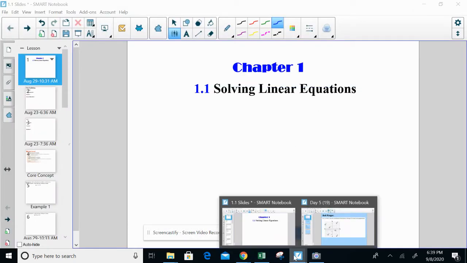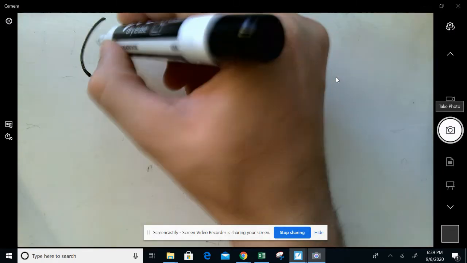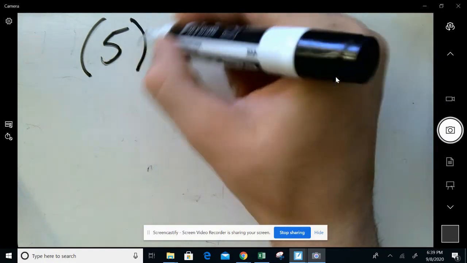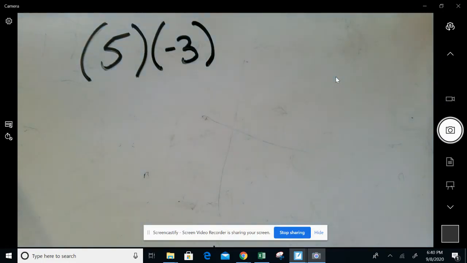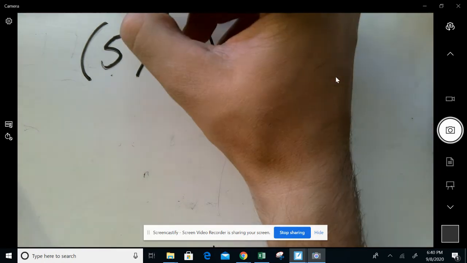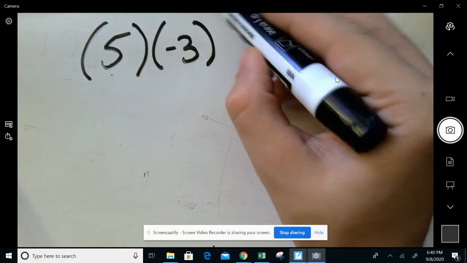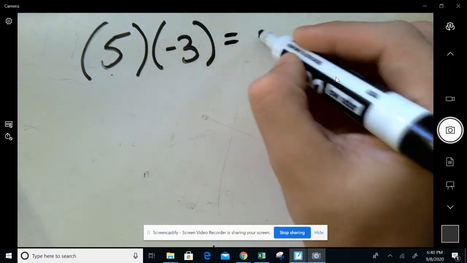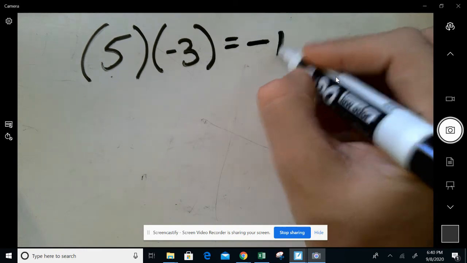That's not what we want. There we go. All right, first example. I did this one briefly in class. So on the cheat sheet, it says if you have different signs, as in this one's positive, this one's negative, positive times a negative, your answer is going to be negative. So we already know our answer is going to be negative. 5 times 3 is 15.